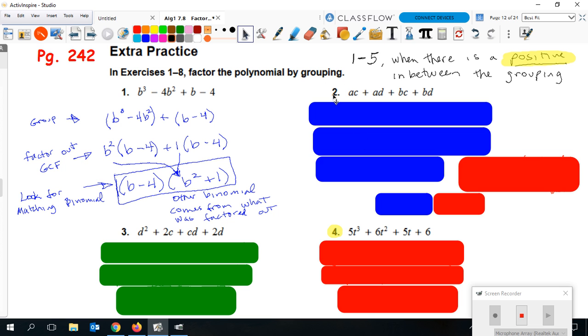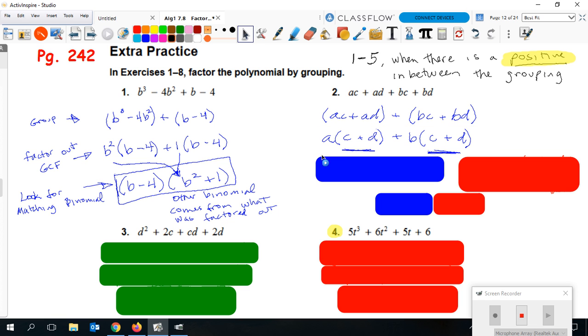Number 2, here's all letters, so we want to see how we should put this together. This one, the groups are already kind of set up. The first two can be grouped here with the A's. The second group can be grouped together because of the B's. And we can now do the second step here, which is factoring out the GCF. In the first group, we're going to factor out A. In the second group, we're factoring out the B.